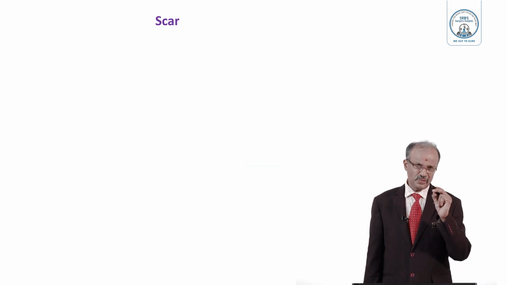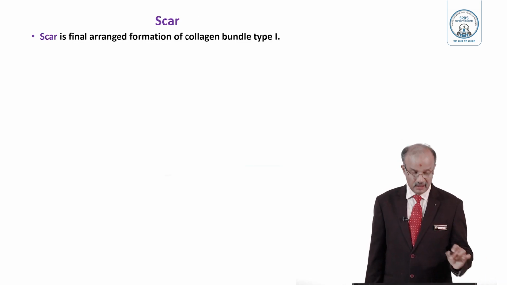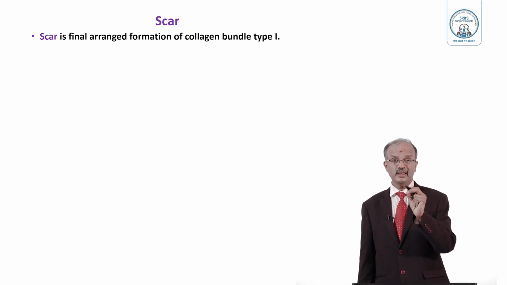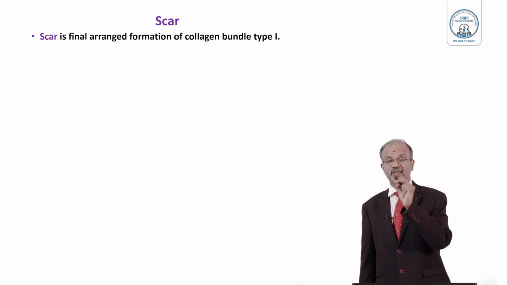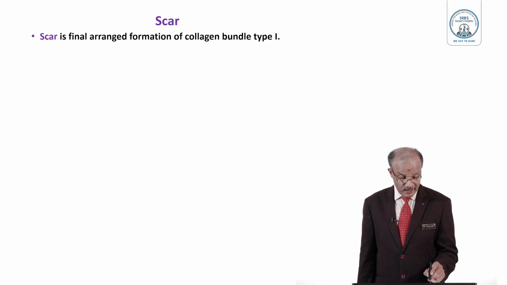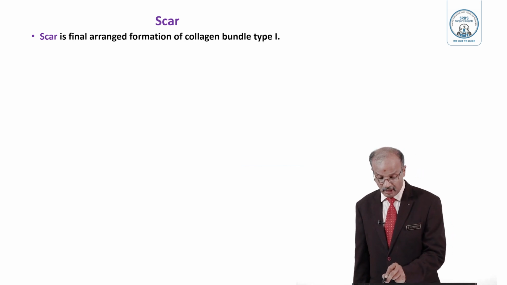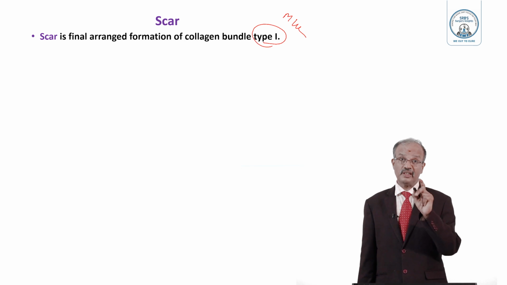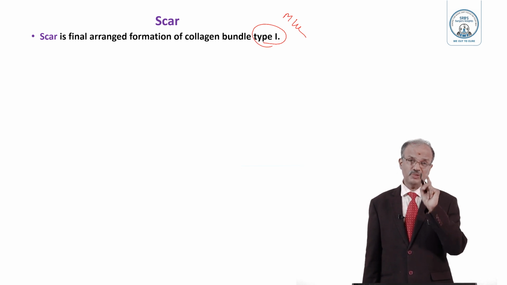See, students note, scar is the final effect of wound healing. Wound healing, I already told. So the final effect is scar. Scar is the final arranged formation of collagen bundle type 1. This is the MCQ question. Final scar, even mature scar.